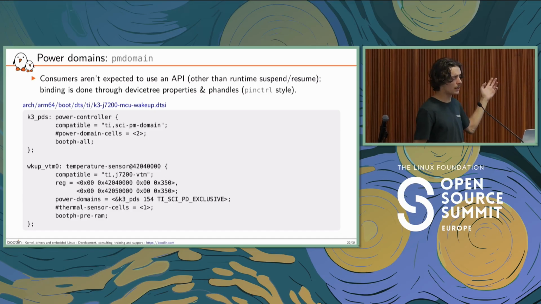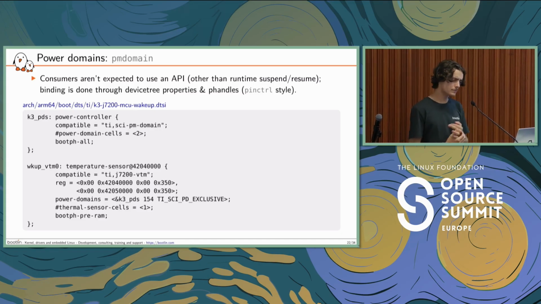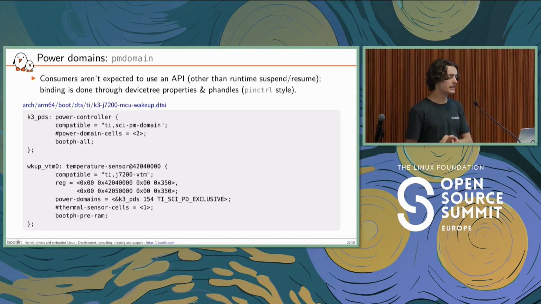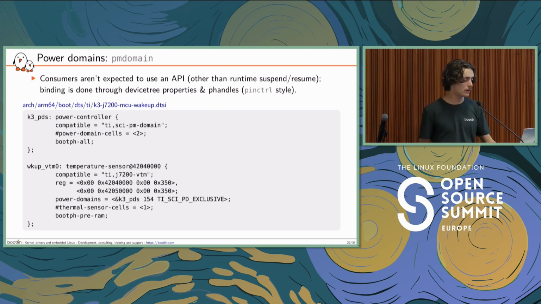So at the top, you have a node that's taken from TI SoC. You have K3 PDS for power domains with an S. So that's a power controller. It has a given compatible. And then it has a number of cells. So that's pretty standard. Whenever you want to manage resources inside the device tree, that's what you do. The provider gives you a number of cells that you need to pass to it.